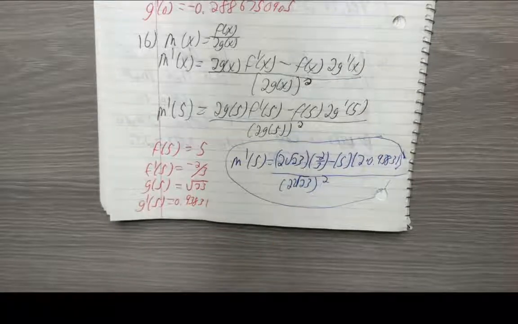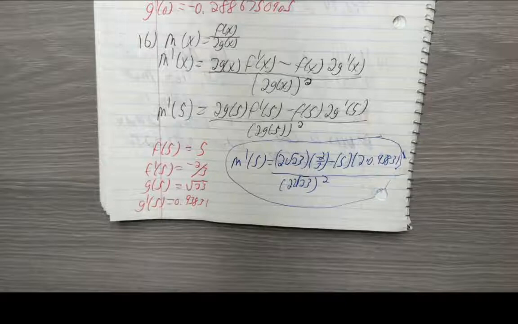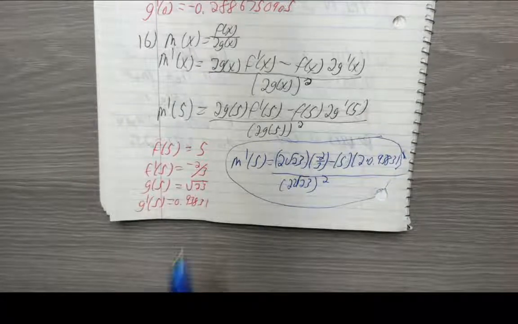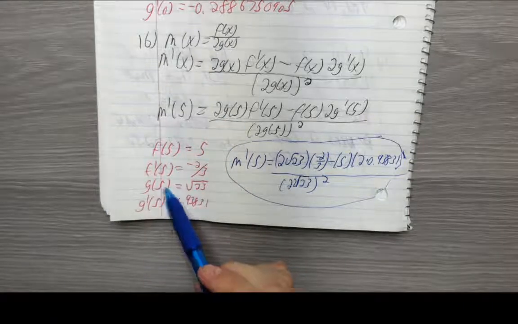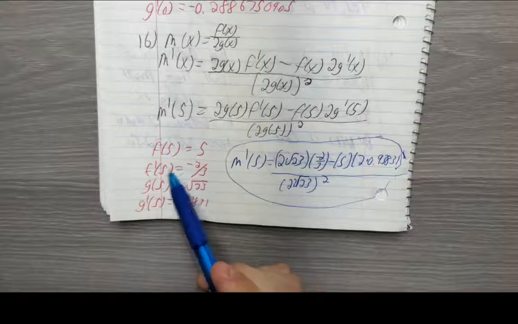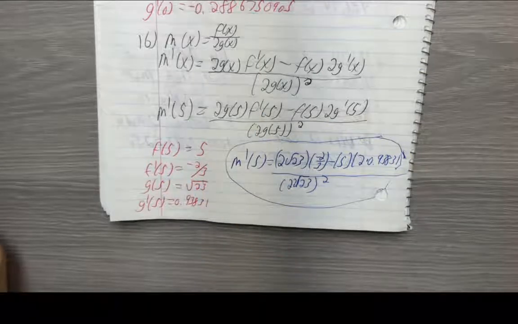I know that's really messy. I apologize. I didn't know how to get to the bottom of the page like that. Horribly messy. You guys would write that way neater. But all I did was I just plugged in these values I had, right? So instead of g of 5, I'm replacing square root of 23. Instead of f prime of 5, I'm replacing negative 2/3. This is how I'm solving these problems.